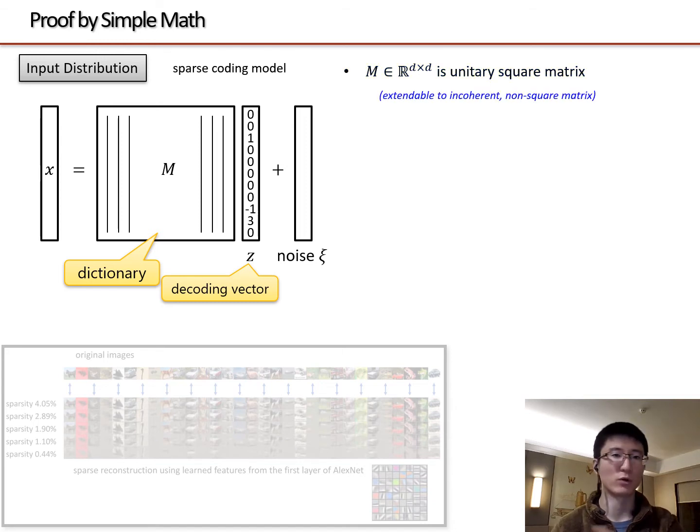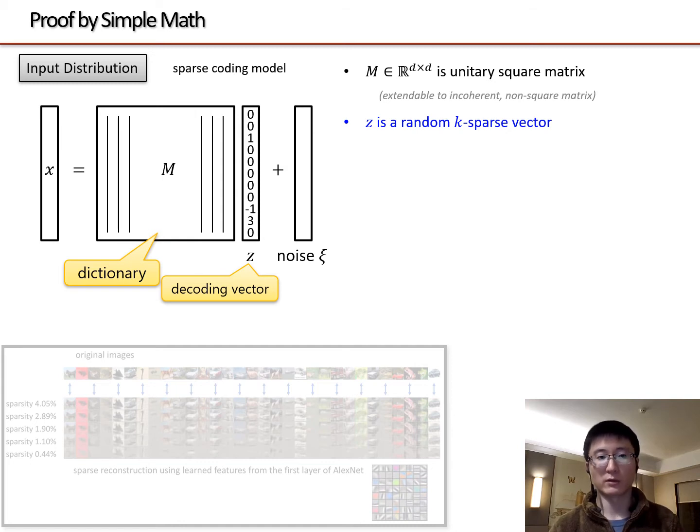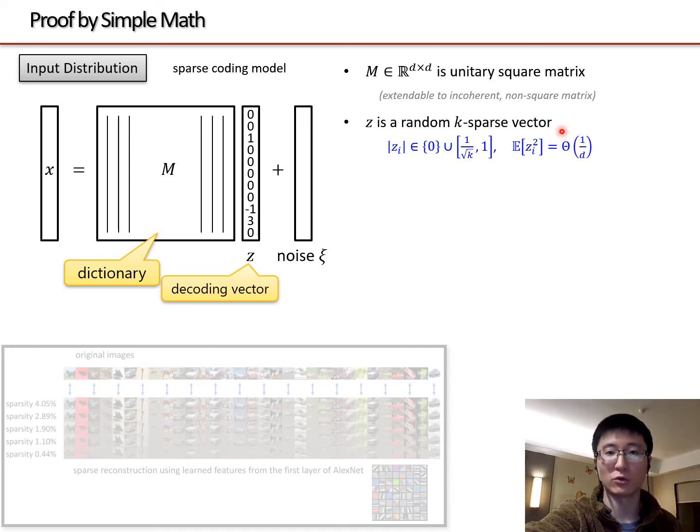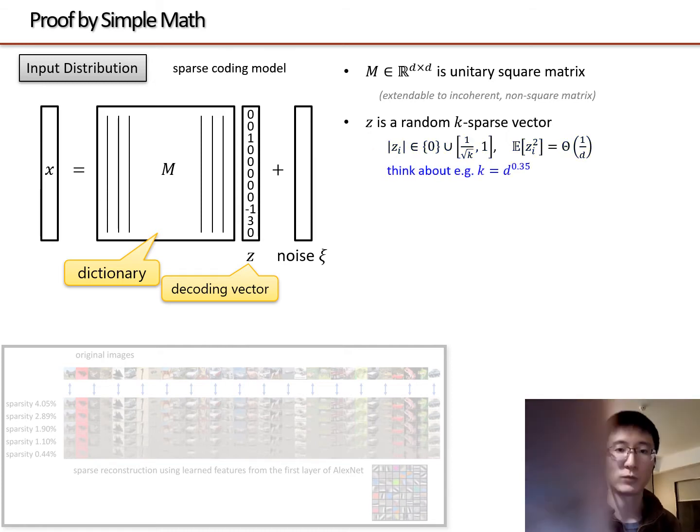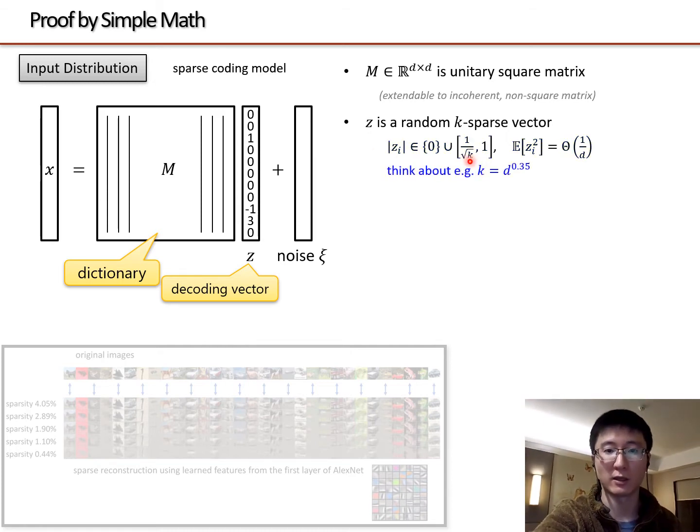Okay, so we support non-square, rectangular, and incoherent matrices, but for now, think about it being unitary, so the columns are orthogonal. And also, we are going to assume that the decoding vector z is a random k-sparse vector. In particular, we normalize it so that its L2 norm is roughly 1. So per coordinate is roughly 1 over root d. And each coordinate of z_i is either 0 if it doesn't exist, or if it exists, it's between 1 over root d and 1.